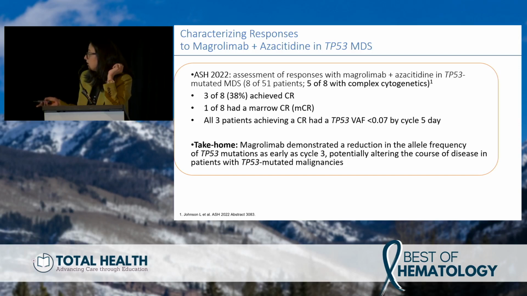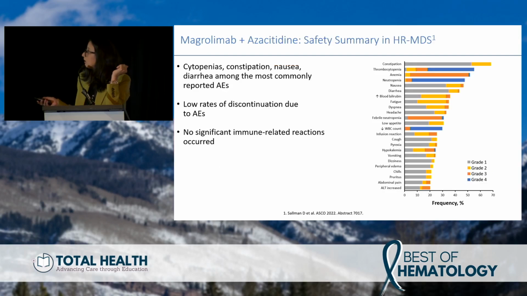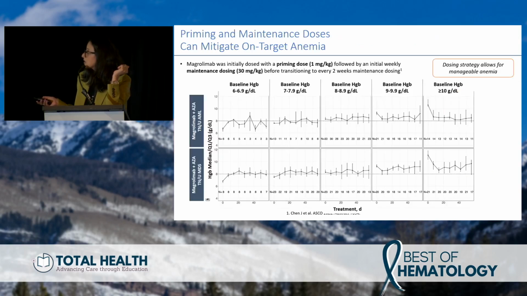And as early as cycle 3, it looks like there was a reduction in the allele frequency of TP53, which appears promising, and maybe it could change the trajectory of this extremely difficult to treat disease. And then, overall it appears to be quite safe, no significant immune reactions.